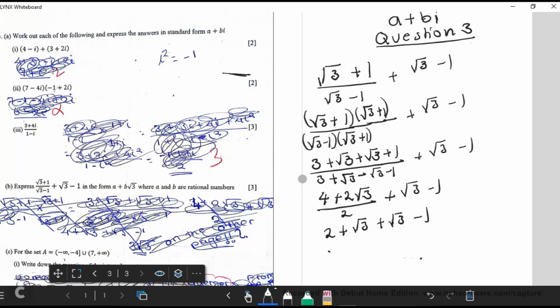It will be 2 minus 1 this side. What will be the answer? Your answer will be 1 plus 2 root 3. So this is how you calculate this situation.